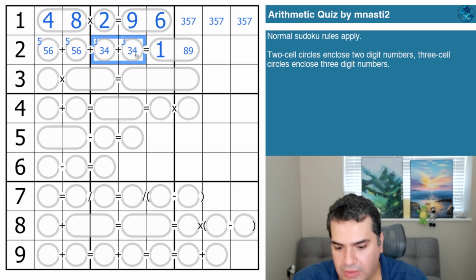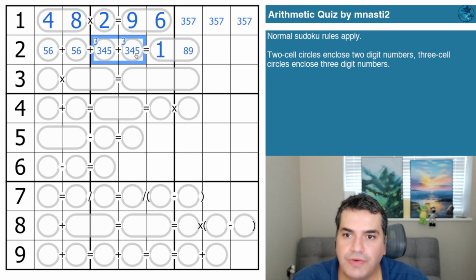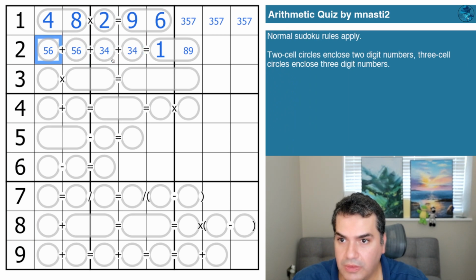So let me explain that. This could have been 3, 4, 5. Let's go with 3 and 5. That would be an 8. 5 is no longer available. I would have had to put 6 and 7 in here. 13 and 8, 21. I've broken the puzzle. So this is, in fact, definitely 3, 4.